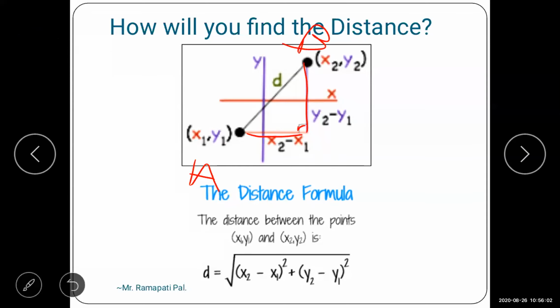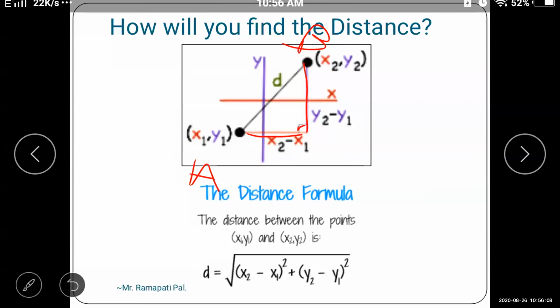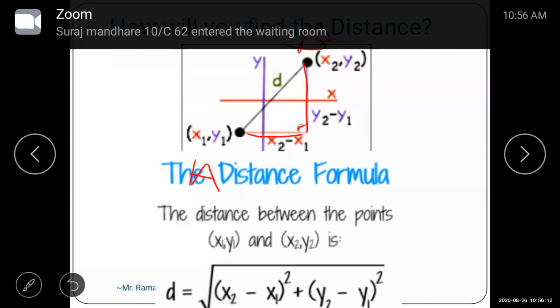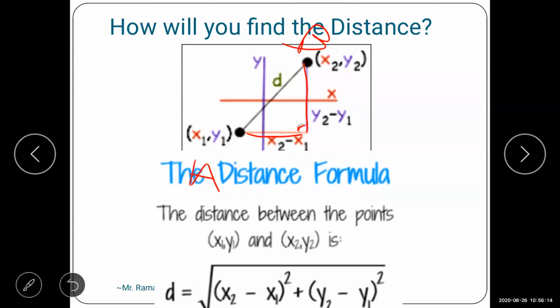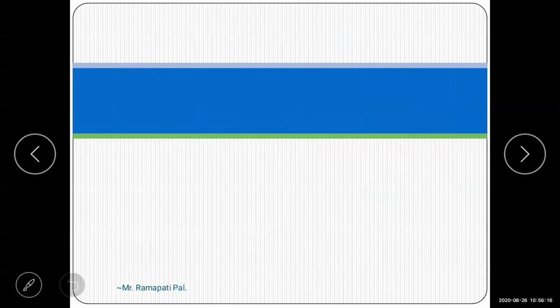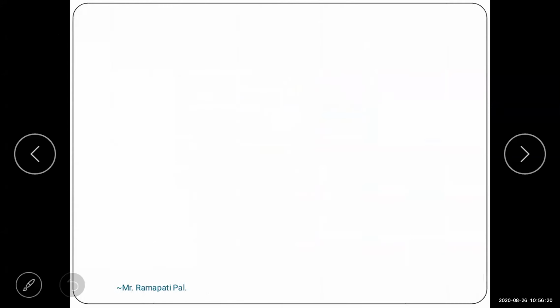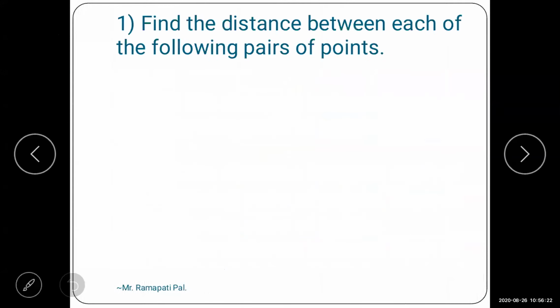Okay, so you are ready? Then come with me. We will start exercise 5.1. Practice set 5.1. Let's see. First, find the distance between each of the following pairs of points.